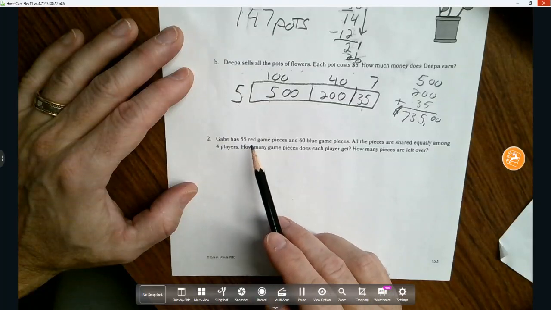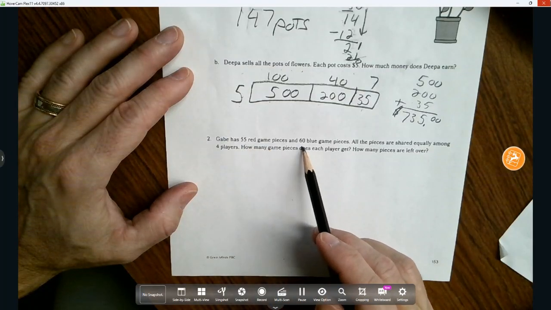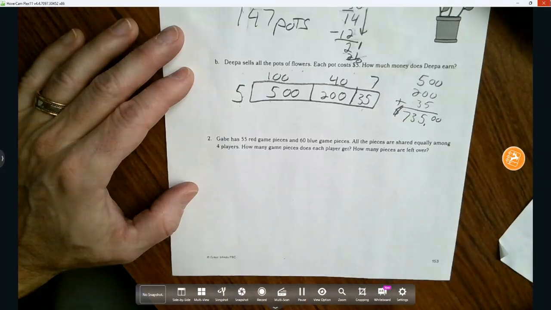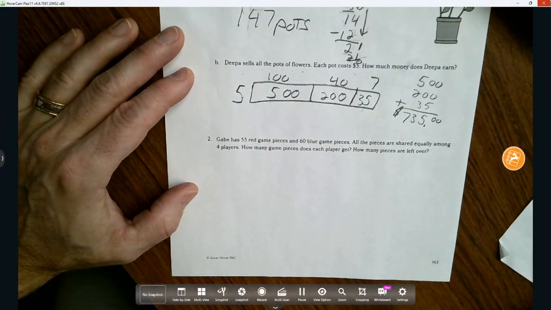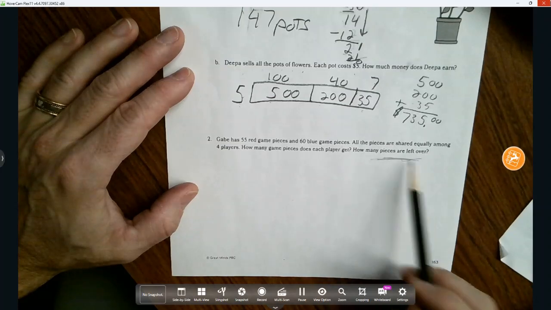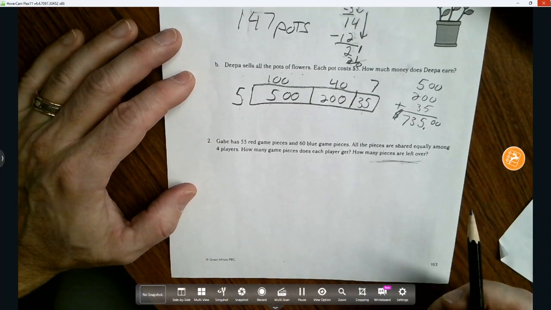Gabe has 55 red game pieces and 60 blue game pieces. All the pieces are shared equally among 4 players. How many game pieces does each player get? How many pieces are left over? All right, we're going to have a remainder. It tells us, it says left over.